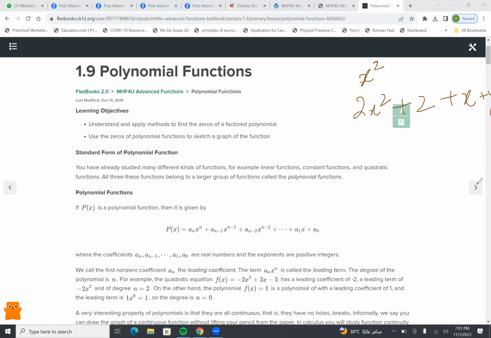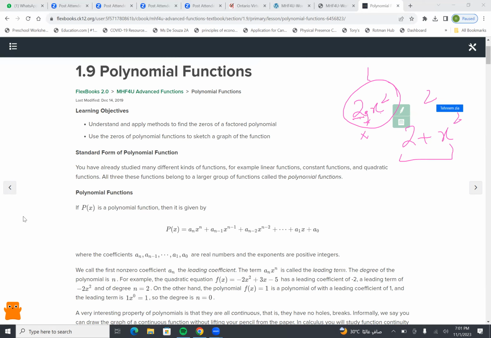Terms can only be separated with the sign of addition or subtraction. Multiplication and division do not separate terms. For example, I have 2x square over here. 2 and x are multiplying with one another, but this is 1 term, not 2 terms. But if I write 2 plus x square, it will be 2 terms. If I write 2 minus x square, it will again be 2 terms. So terms are always separated by the sign of addition and subtraction.